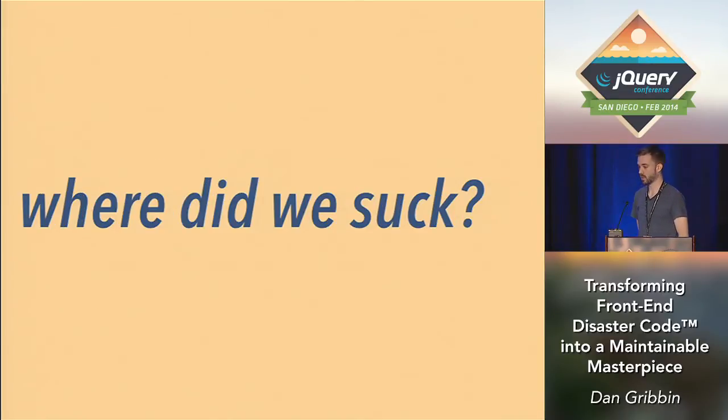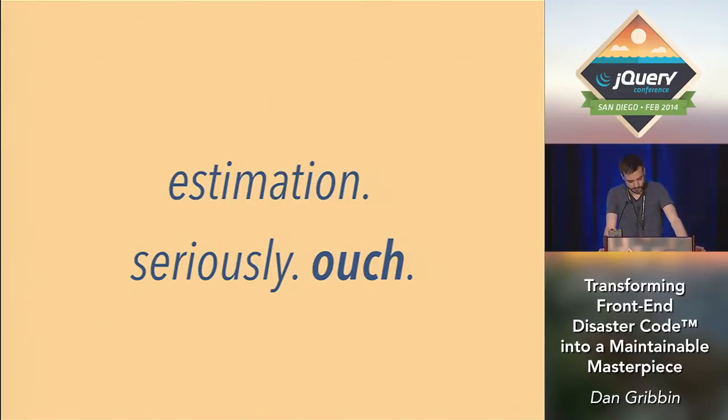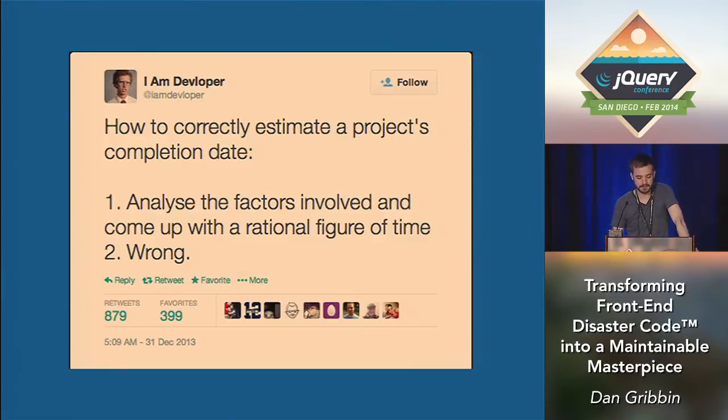So where did we suck? Well, we're not perfect, right? We couldn't have possibly done everything perfectly. And the one area that we unfortunately sucked at was estimation. One of the things we really didn't do great at was estimating the time it would really take us to complete that initial refactor. We really drastically underestimated. But estimating is pretty difficult, right? As evidenced by this wonderful tweet here.